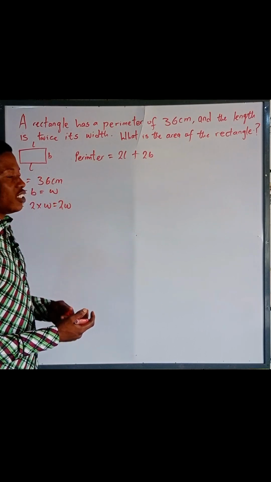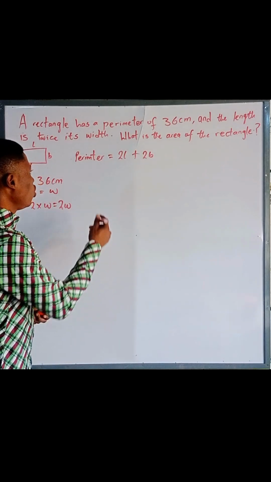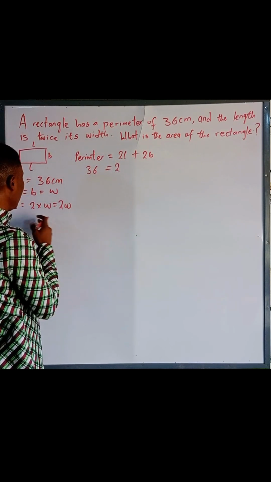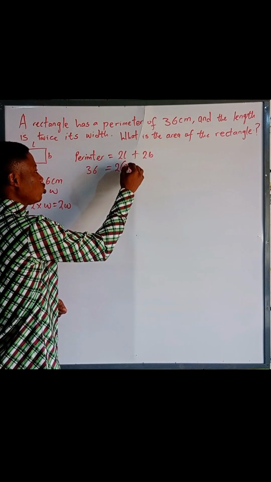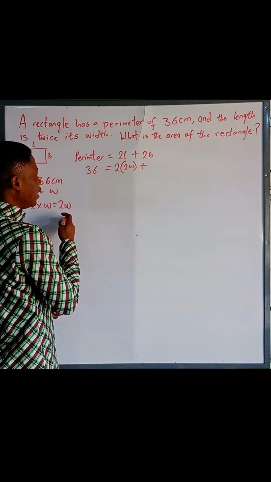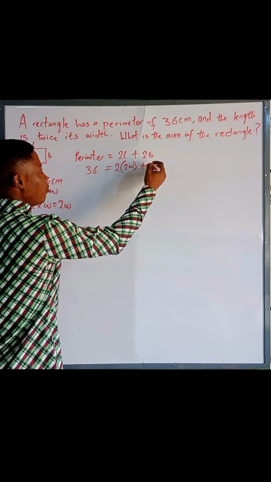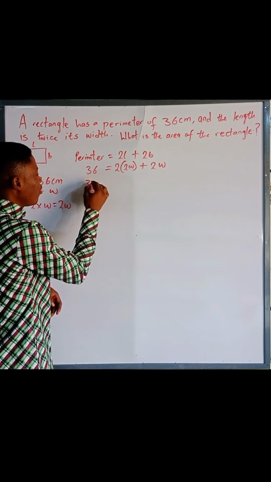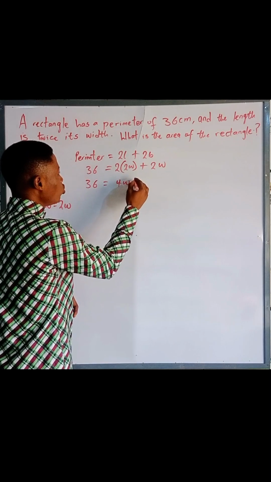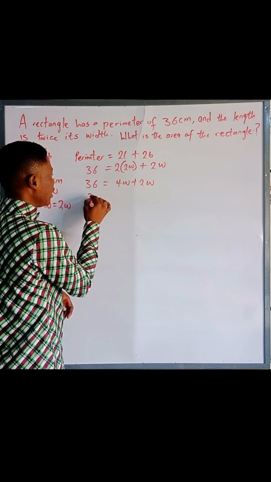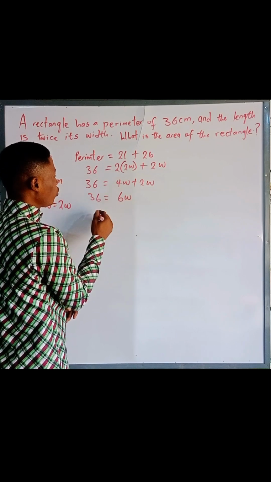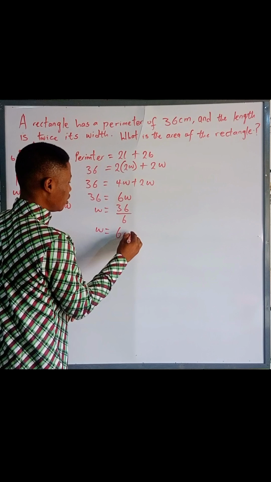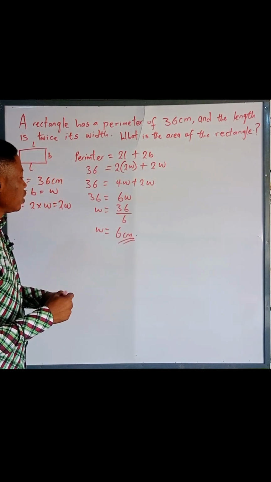Then we have to substitute all this back into the formula of the perimeter, whereby our perimeter becomes 36 equals 2 into bracket 2W plus the breadth, which we also call the width, which is W. So we have 36 equals 2 times (2W plus W), that is 4W plus 2W. 36 equals 6W, and our W equals 36 divided by 6, which gives us 6 centimeter, which means the width is now 6 centimeter.